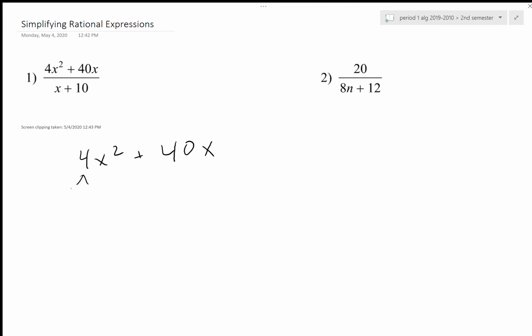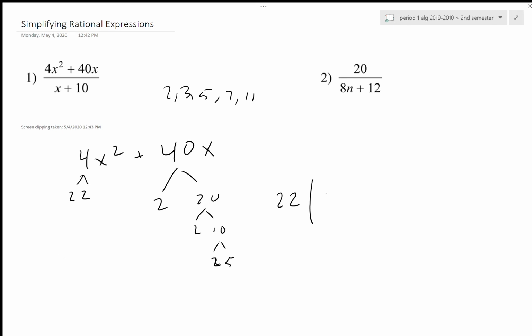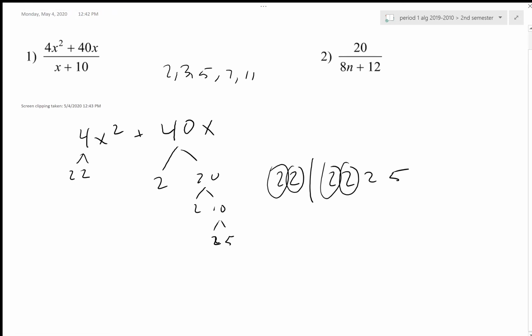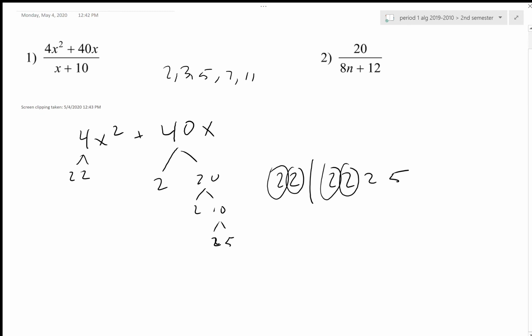I had you guys break this down. That's 2 and 2. This was, remember our numbers are 2, 3, 5, 7, 11. So this is 2 and 20, 2 and 10, 2 and 5. So this was 2 and 2, and then 2, 2, 2, 5. And when we're factoring, I had you guys circle what they had in common. Okay.